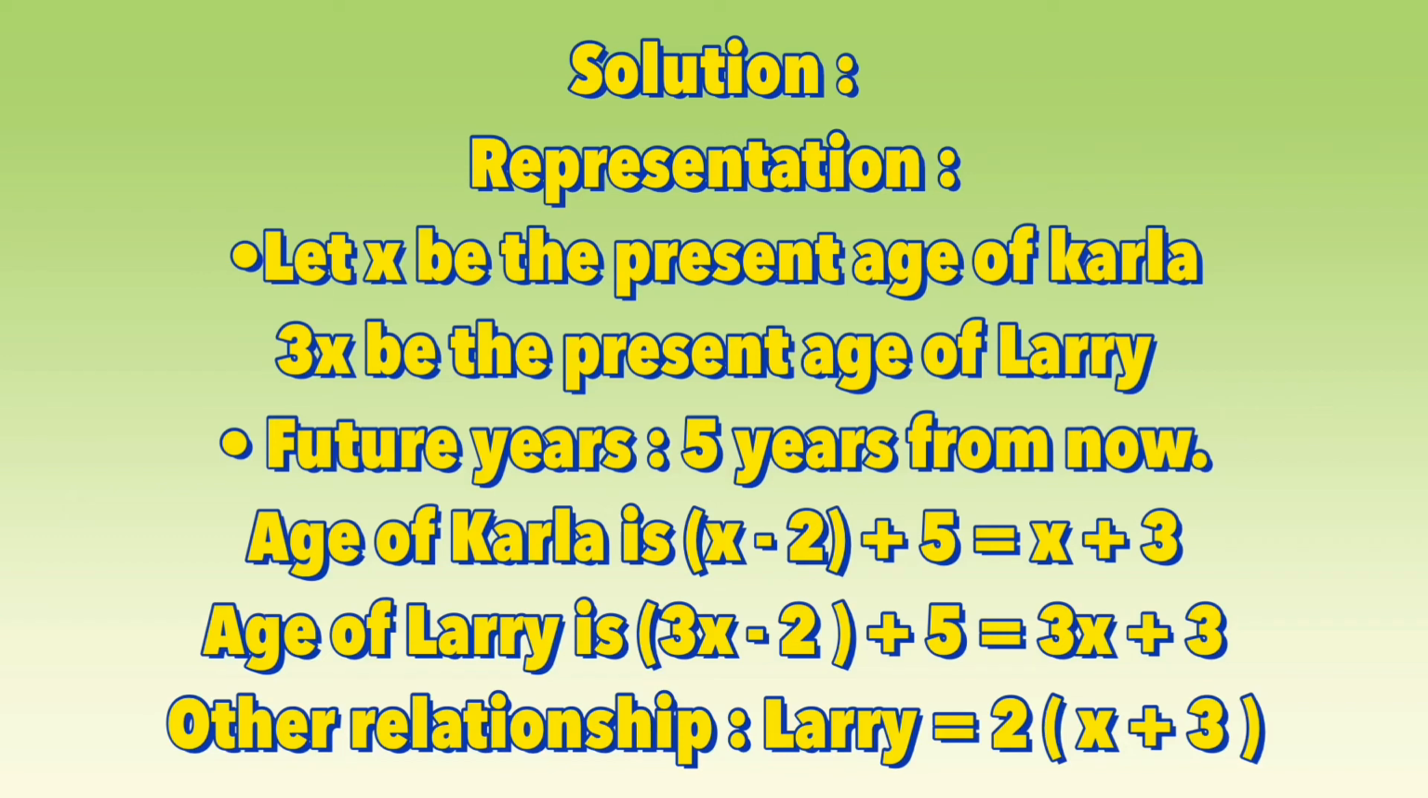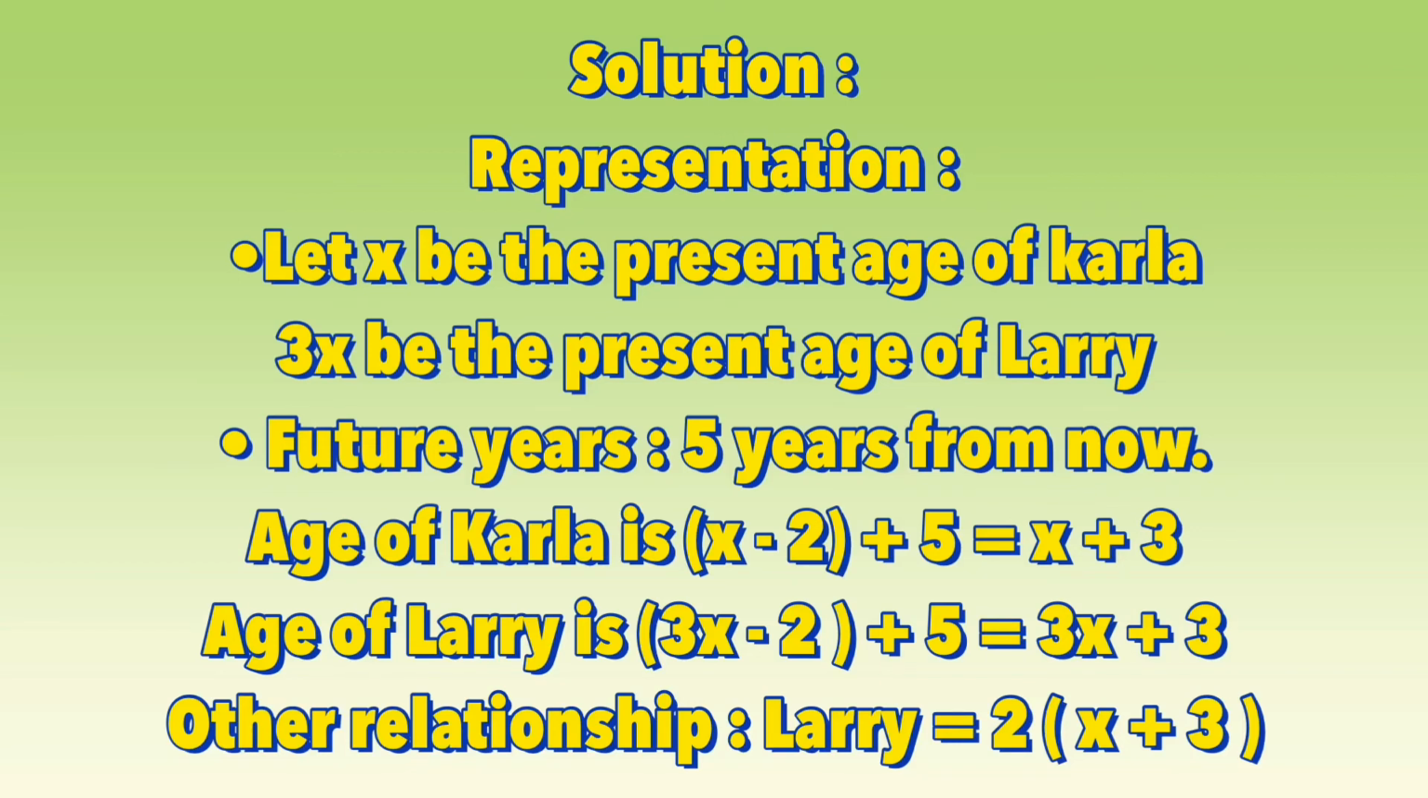There is also another thing to consider, the future years. When we see 5 years from now, it belongs to future years, so this will be added to the present age. That's why the age of Carla is x minus 2 plus 5, and simplified it becomes x plus 3. Then the age of Larry is 3x minus 2 plus 5, which simplifies to 3x plus 3.